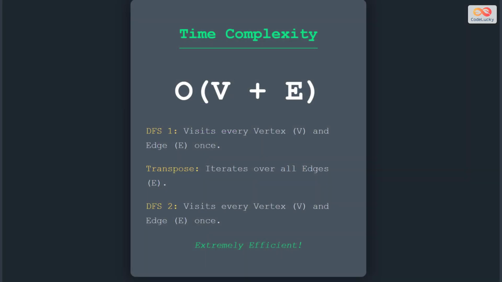One of the best things about Kosaraju's algorithm is its efficiency. We basically traverse the graph twice. Since traversing a graph takes linear time relative to its vertices and edges, the total time complexity is big O of V plus E. It is fast, efficient, and works well even on large datasets.